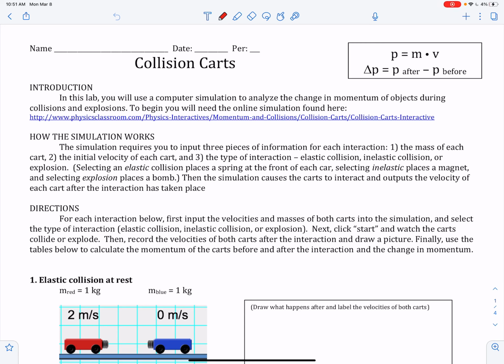In this video I want to introduce this lab called Collision Carts, which is an introduction to momentum and the way that momentum is conserved in different types of collisions and explosions.